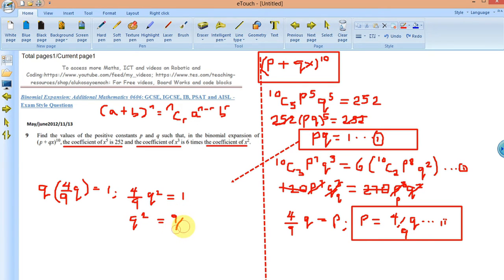And now this question asks us for positive constants. So q will be the square root of 9 over 4, and that will give you 3 over 2. So q is 3 over 2. Let me put that also in a rectangular box.